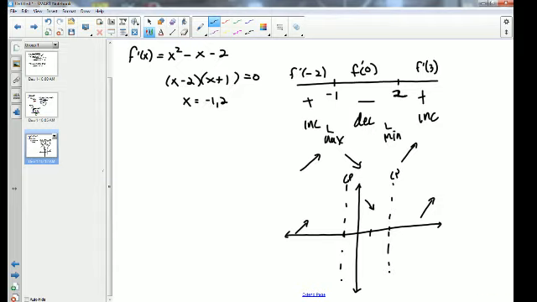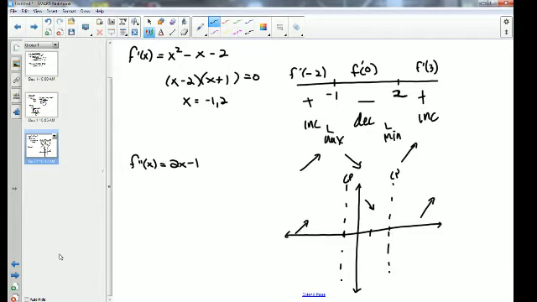Any guesses as to concavity? Concave up's probably a good guess, right? Where's the point of inflection? Somewhere in here, right? Let's figure that out. How do you figure out points of inflection? Second derivative.